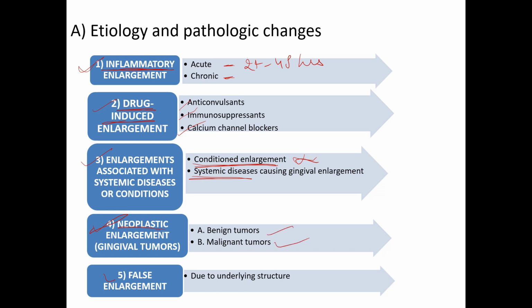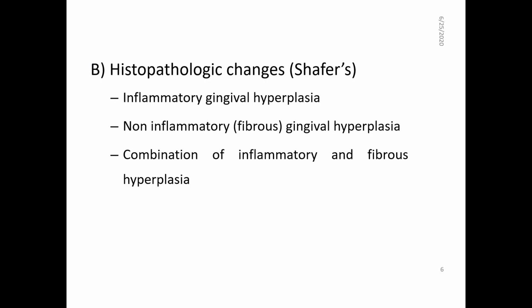Fifth is false enlargement. In false enlargement, truly there is no enlargement of gingiva, neither due to the increase in size of cells nor due to the increase in number of cells. But the underlying structures get enlarged, due to which gingiva appears to be enlarged, and that's why it is known as false enlargement. Okay. Now on the basis of histopathological changes.